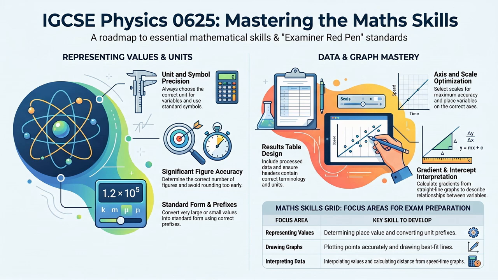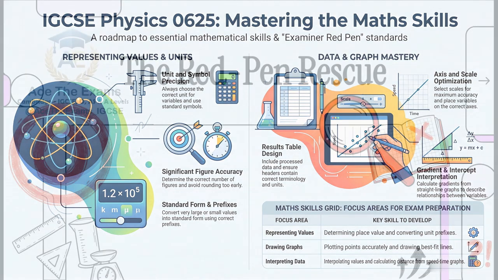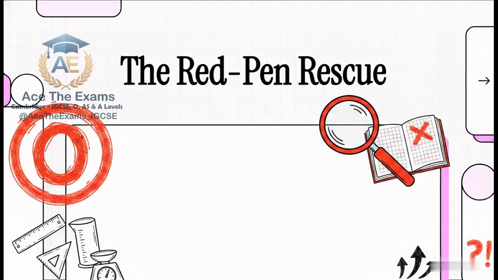Look at this brutal red pen strike. A massive, unforgiving zero circling what you thought was a completely flawless calculation.